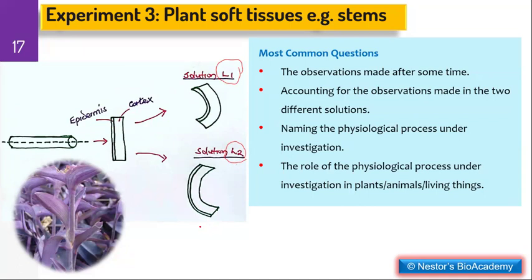Ponder over that, pause over that one. What can you say has happened? Initially, you placed straight portions of the cut stems, but now look at the observations you are seeing. So how will you describe these observations?